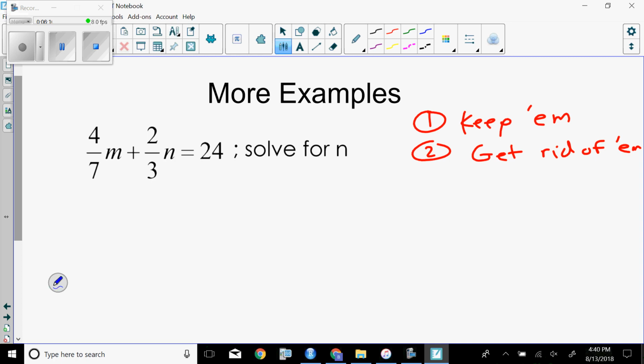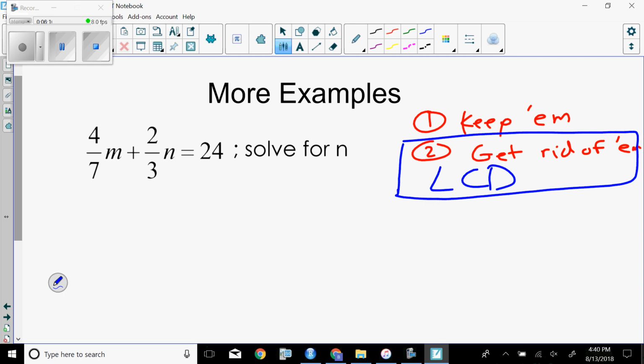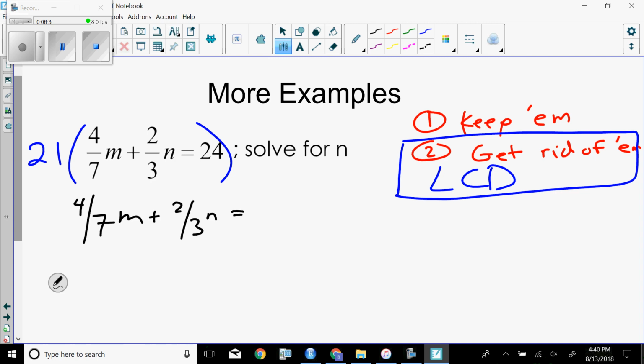If you elect to go with option 2, you have to find an LCD, least common divisor. What's the first thing that 7 and 3 hit because they're in the denominators? The least common divisor between 7 and 3 is going to be 21, so I have to multiply this thing by 21. This is 4/7 m plus 2/3 n equals 24. If I'm multiplying by 21, every single thing is being multiplied by 21.